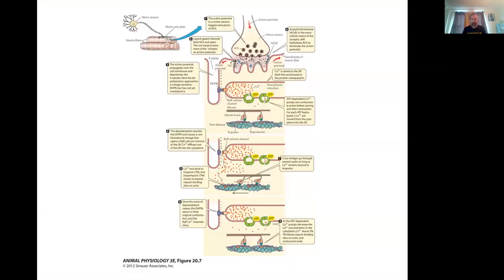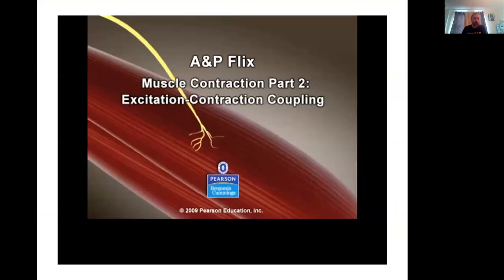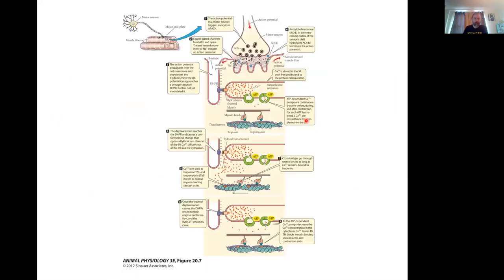So we're going to begin with what we're going to call excitation-contraction coupling. I'm not going to show you this video for copyright reasons, but I'm going to link it. I'm going to put it up in your Sapling so you can go back and look at it. It's just a visual representation of the things we're going to be talking about. So the first step in muscle contraction is this excitation-contraction coupling part, and we'll talk about what that means in a second. Then we're going to follow it up with what we're going to call the cross bridge cycle.